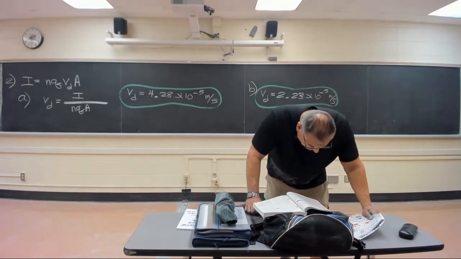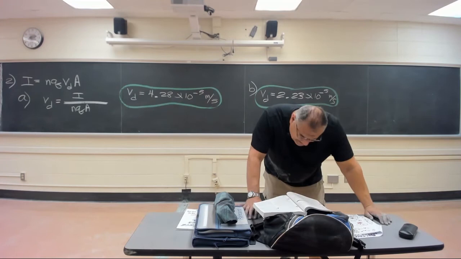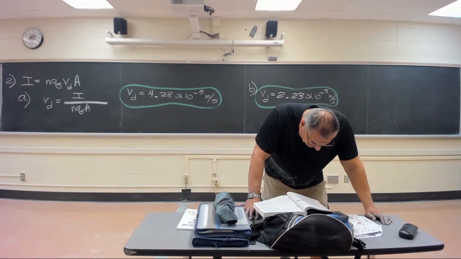Problem 4. A typical lightning bolt may last for 0.200 seconds and transfer 1.00 times 10 to the 20th electrons. Calculate the average current in the lightning bolt. Well, it doesn't last that long, but during that time period, when it is actually occurring, how many amps is that thing?